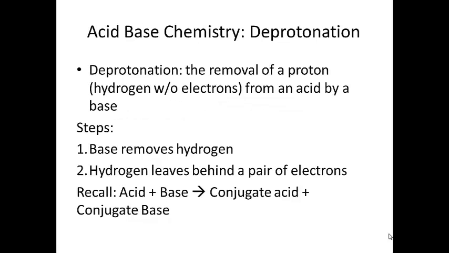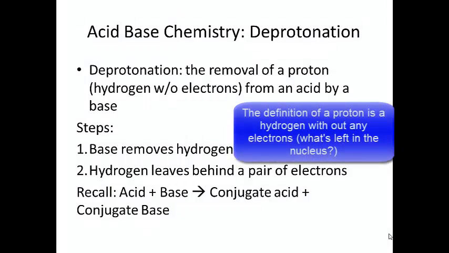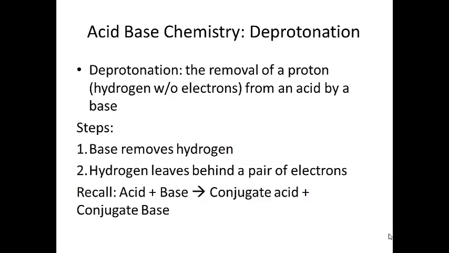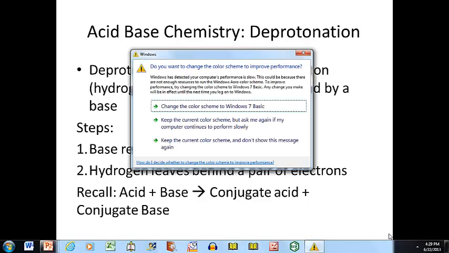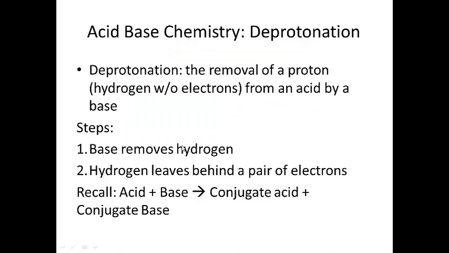Let's talk about deprotonation. If you remember from class, the definition we gave was just the removal of a proton. Don't forget proton is H plus, so that's taking a hydrogen away without taking the electrons, so the electrons get left behind on the atom that hydrogen was bonded to. And that happens in a couple of steps. First the base removes the hydrogen, and then the hydrogen leaves behind a pair of electrons. And if you remember from GChem, you have an acid plus a base, and that gives you a conjugate acid plus a conjugate base.